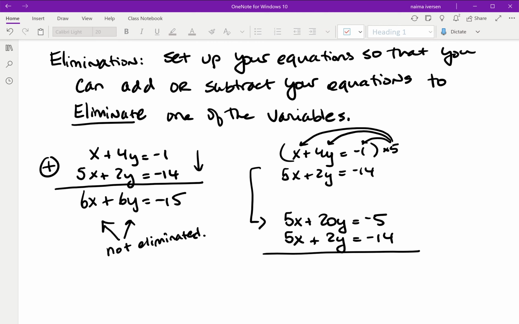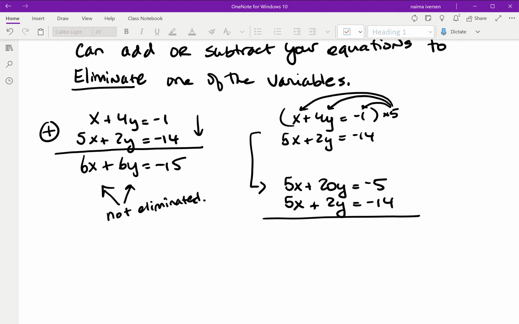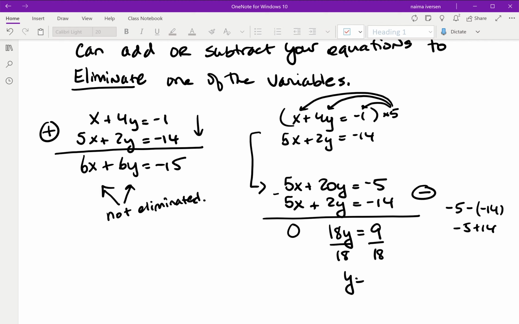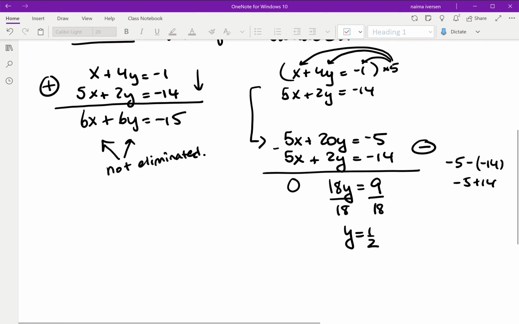And then if I drew my line sitting underneath like this, I could take a look at it and say, hey, look, if I subtracted these two equations, 5x minus 5x is nothing. It disappears. 20y minus 2y is 18y. The equal signs stay where they are. Negative 5 minus negative 14, be careful with that one. That's negative 5 plus 14, so that's 9. We divide by 18, and you end up with y is equal to 1/2, like we found yesterday.